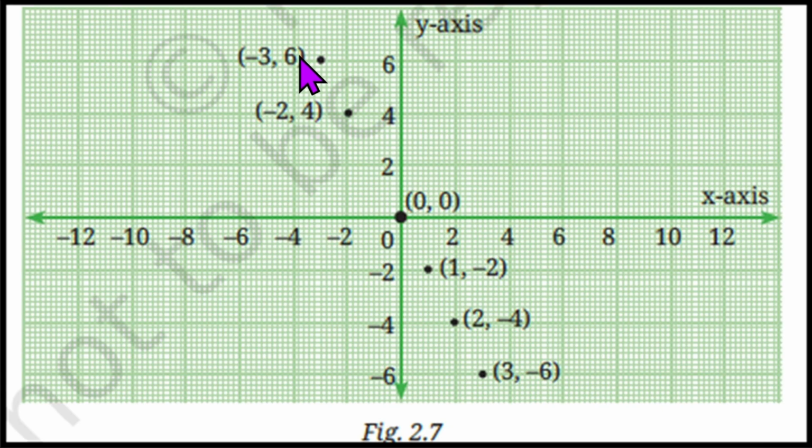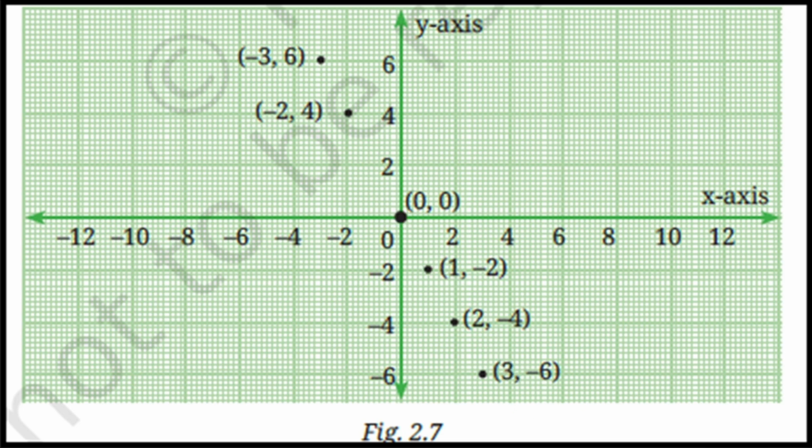Here k is 2. So minus 3 into minus 2, minus into minus becomes plus, so it becomes 6. Minus 2 into minus 2 becomes 4, and therefore it satisfies the equation y is equal to minus 2x. So when you join these coordinates, again we get a straight line graph, but the straight line graph is inclined towards the left, because a is negative, a is minus 2. And also since b is 0, the straight line passes through the origin again.